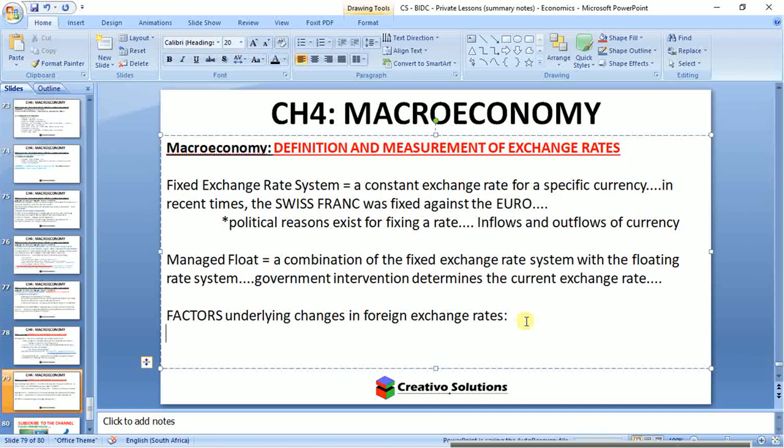Number 1, changes in demand and supply. We just leave it as demand and supply, just like that. Factors underlying changes in foreign exchange. Demand and supply is the first one. I'll try to keep it shorter so you can fit it in. I see you're running out of space slightly.